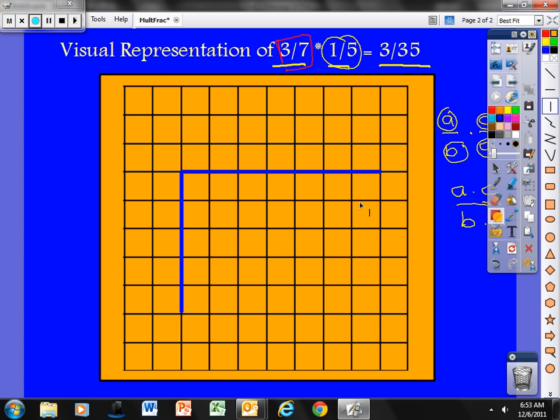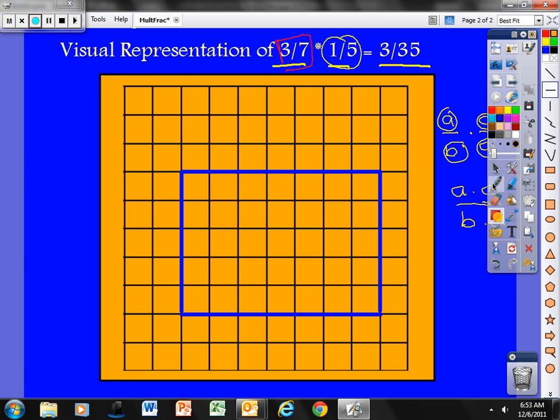Now, let's complete this square. 1, 2, 3, 4, and 5. I go over here. Let me finish this bottom one here. And remember, the horizontal was 7 parts because I had 3 out of 7. 1, 2, 3, 4, 5, 6, and 7.